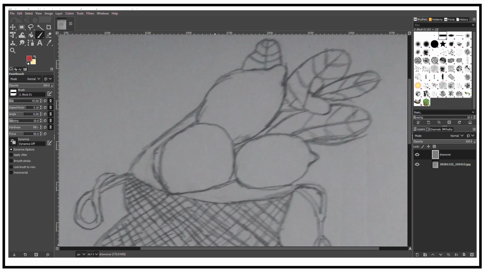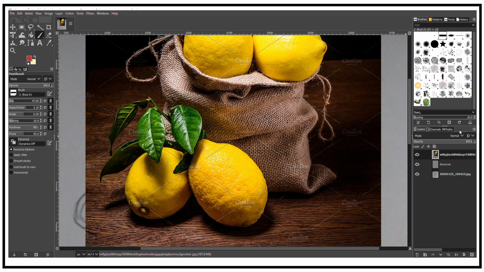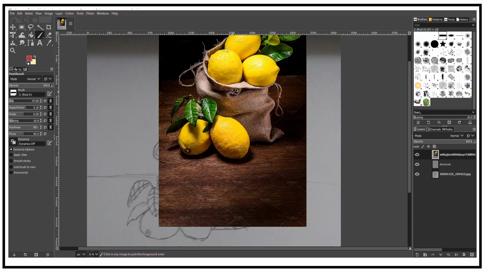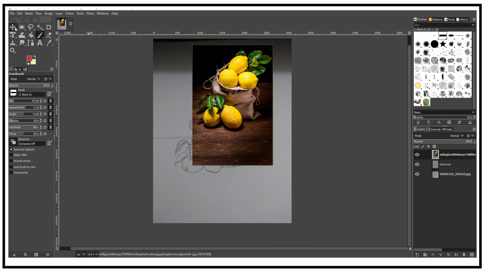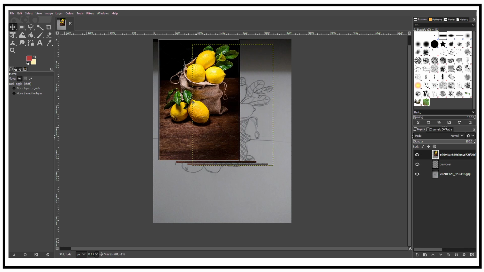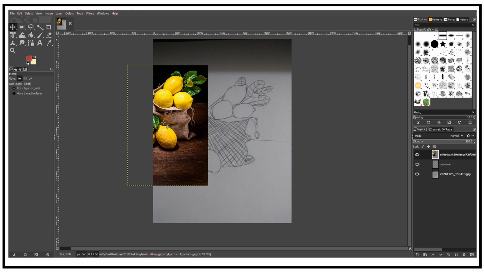Okay, so let us attack this bag of lemons. When life gives you lemons, you make applesauce. All right. So here is our bag of lemons, and here is our reference.